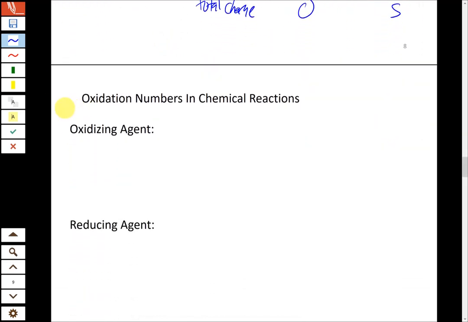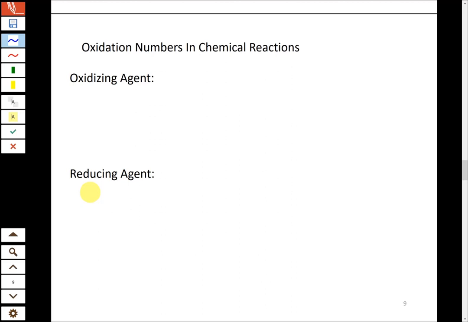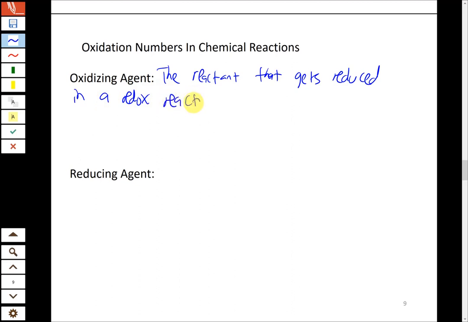Now, how is this important in a redox reaction? When you have a redox reaction, as we said, you have a transfer of electrons, one reactant getting oxidized, one reactant getting reduced, and what we call those are the oxidizing agent and the reducing agent. Now this terminology is a little bit confusing because the oxidizing agent is going to be the reactant that gets reduced. Now you might think we're trying to deliberately confuse you. Why are you doing this to us?